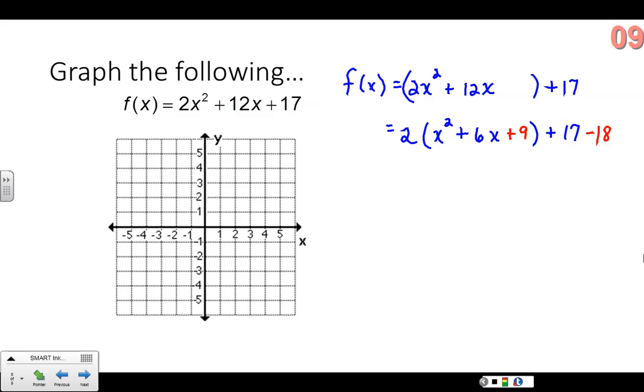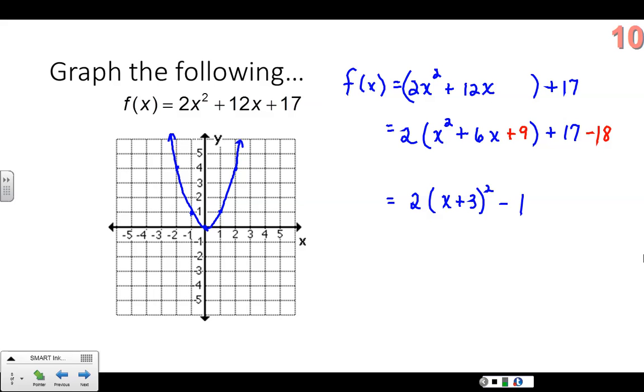So the factored form of this equation would be 2 times (x plus 3) squared, 17 minus 18 would be minus 1. So I know the vertex changes here. We know that our normal basic curve would be the graph of this parabola here. Let's just put it there for a guide. I'll take it right back out in just a second.